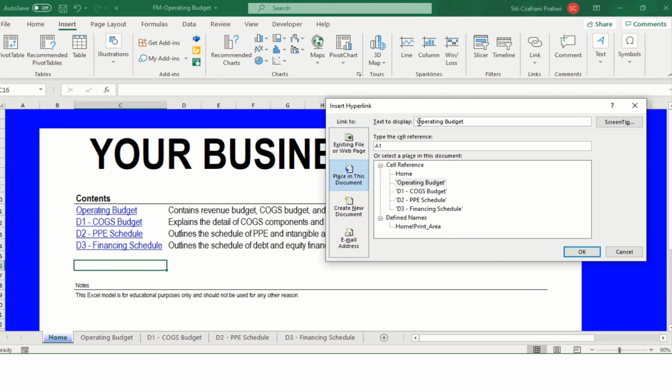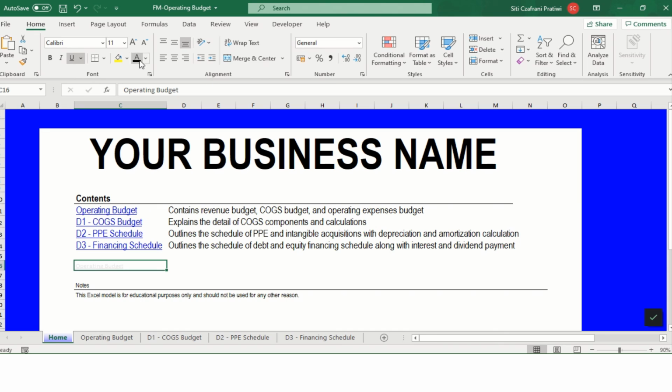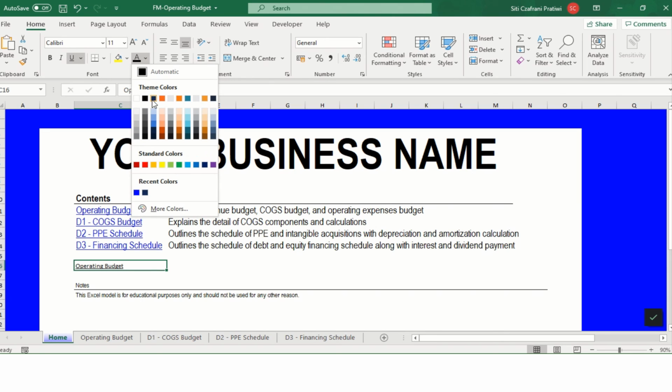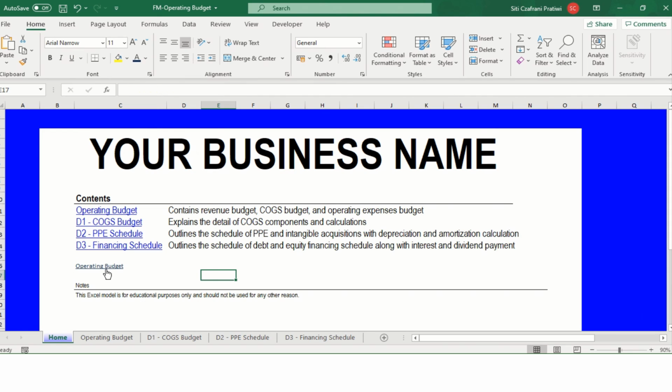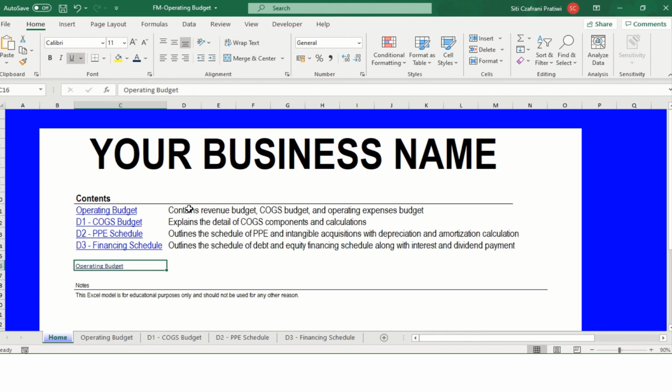Operating budget, and click OK. Actually, it already appears here, but it is white. So just change the color to blue or to black. Okay, I will change it to blue. And if we click this, it will directly go to the desired worksheet. This is the operating budget, and you could create the description of your contents here. So that's how to create the link.